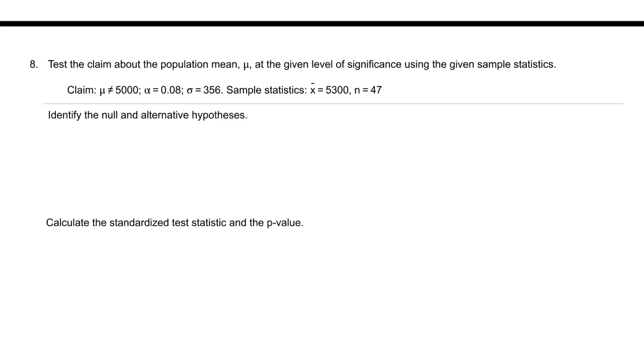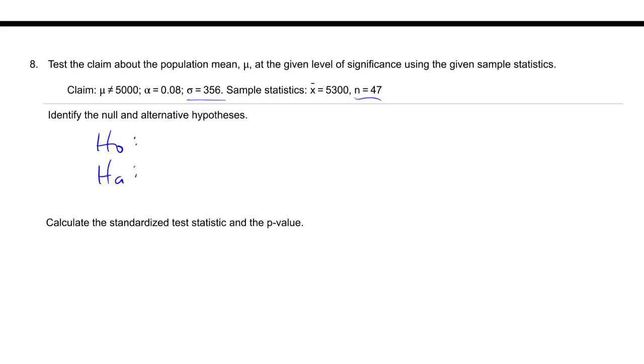All right, so here we go again. We have a claim of mu not equal to 5,000, alpha, a sigma, and an x bar, and an n. All right, we should be able to do the z-test. We have a big enough n, and we are given sigma. All right, so H naught, H sub a.